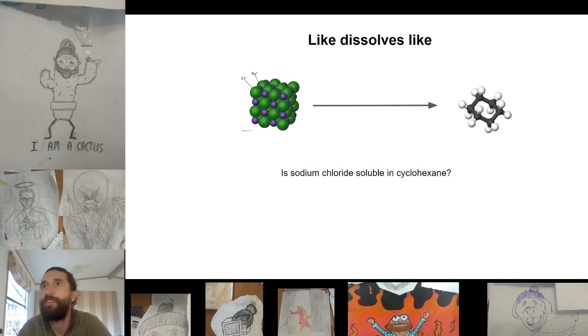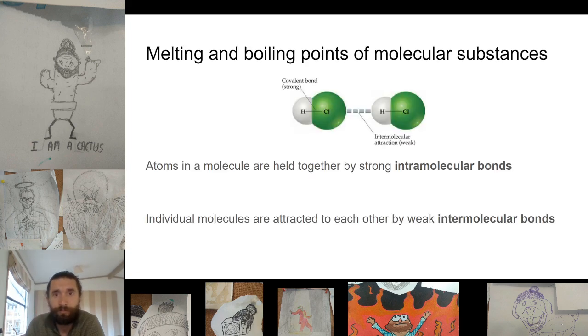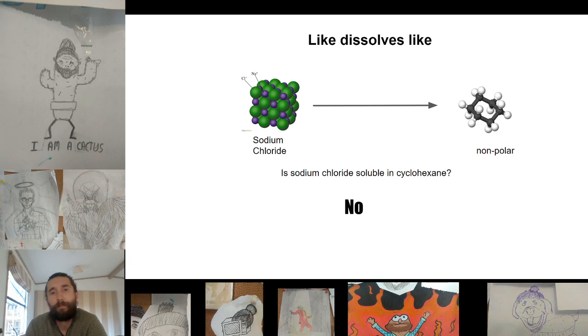This is what cyclohexane looks like. As you can see, it's a very symmetrical molecule. And the only thing you really need to know about it is that it's non-polar. Because it's non-polar, the sodium chloride will not dissolve in it. So polarity: like dissolves like.